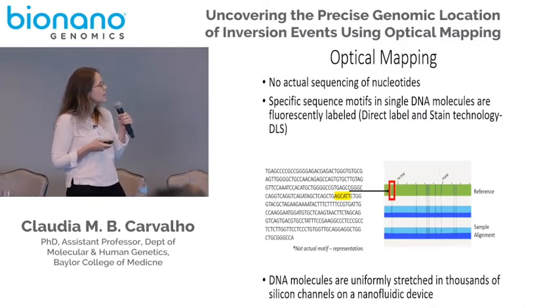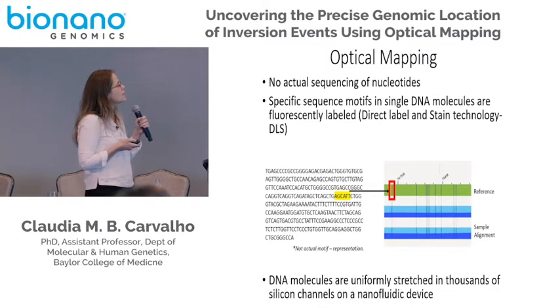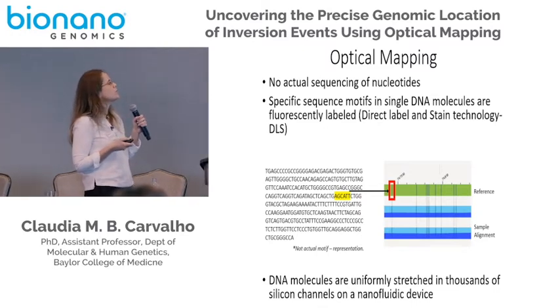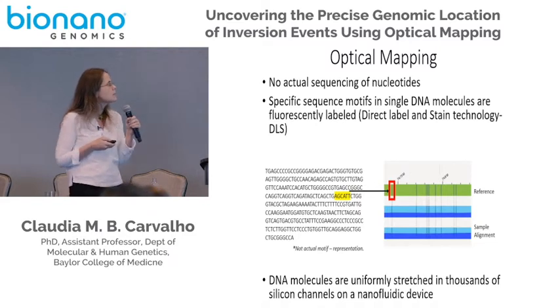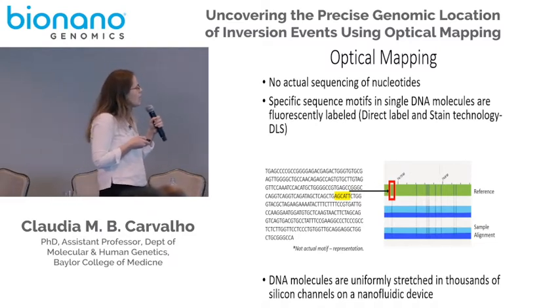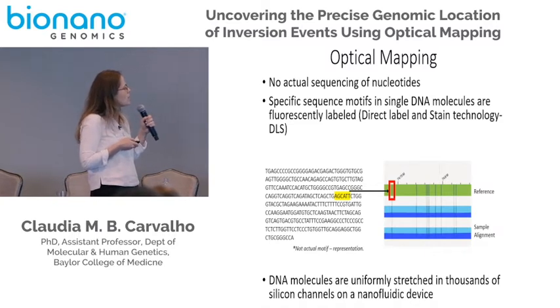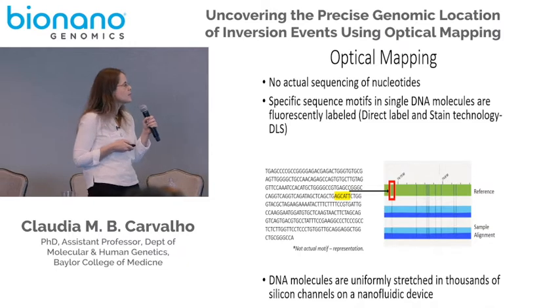As has been discussed already today, optical mapping does not sequence nucleotides, but it does label specific sequence motifs in single DNA molecules. The technique we are using now is the new one, Direct Label and Stain technology, DLS. Using this protocol, we can map the motifs in the genome, and this is the reference in green. I will show the same color in the next slides.